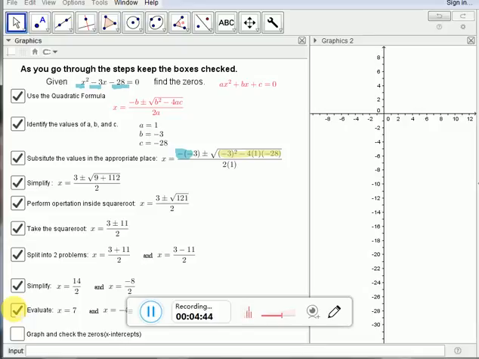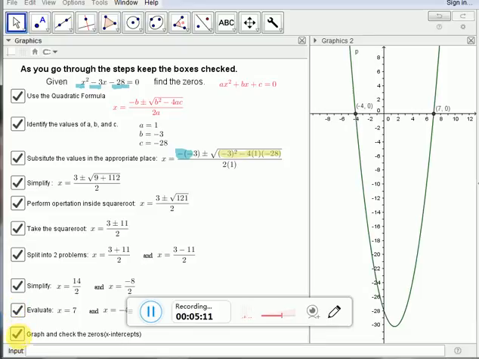But let's go ahead and graph this by putting in y equals x squared minus 3x minus 28. And when we graph it, the graph will appear right there on the right side. And we're going to see if the two zeros that I have right above, which are 7 and -4, actually cross the x-axis, if the graph actually crosses the x-axis at those points.